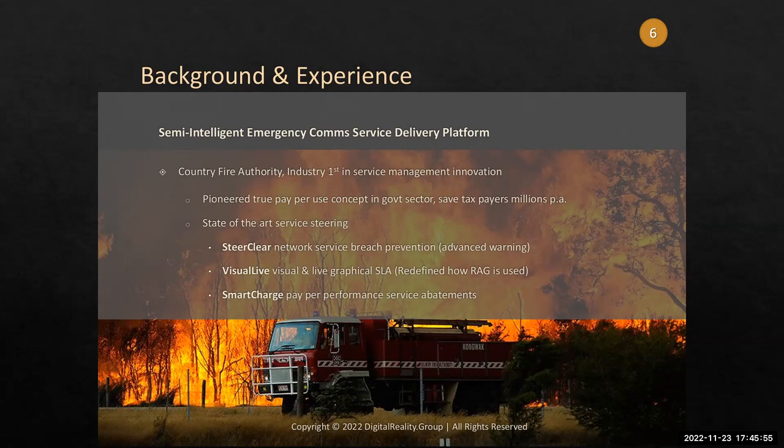Visual Live is another innovation that we did, where we turn service level agreements into visual indicators, because often when there's an emergency, when you're in a rush, your eyes and your mind, you don't have time to read words. Graphics and pictures are absolutely critical for sub-second reaction and ability for you to know what you need to act upon. So that's another kind of innovation that we do.